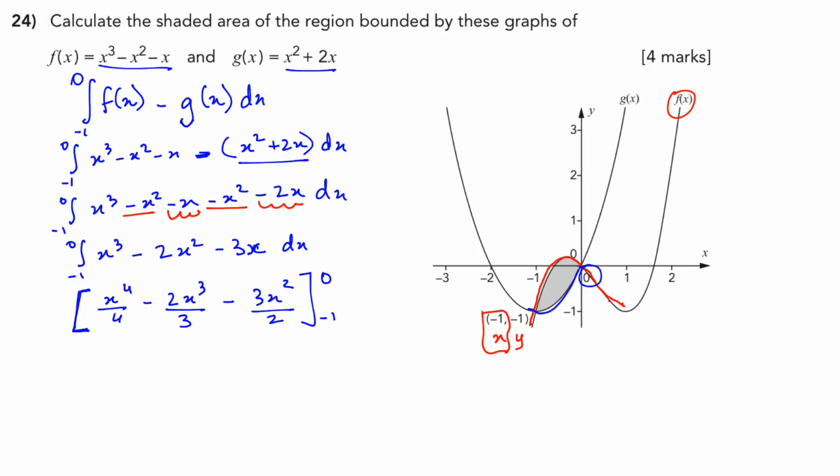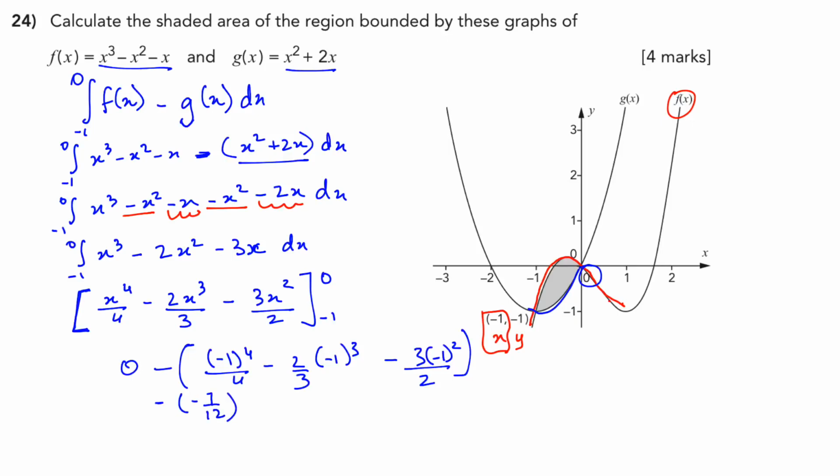Now substitute your value. When you substitute 0, it will be 0. And then in place of x, we'll put -1. -1 cube minus 3 over 2, -1 square. This will give us -7 over 12. Negative and negative will become positive. So 7 over 12 square units. Because it is area, write that it is square units.